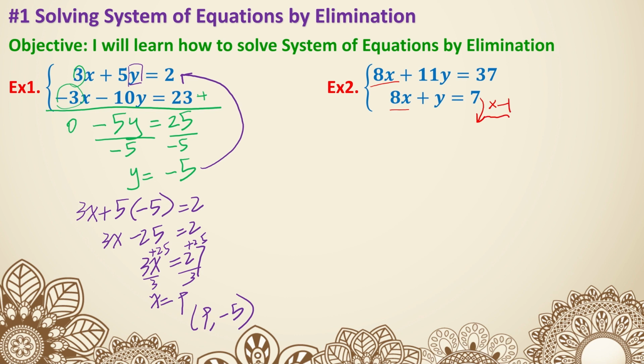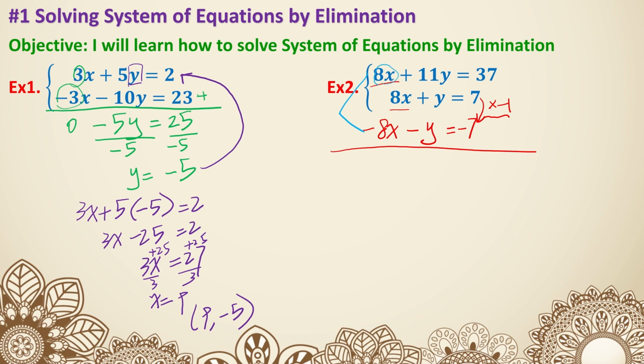Because whatever we do to the left, we're going to do it to the right. So we're actually multiplying every single thing by a negative 1. I will change the equation to be negative 8x minus y equals negative 7. And now we have this top equation and this new equation that we created.